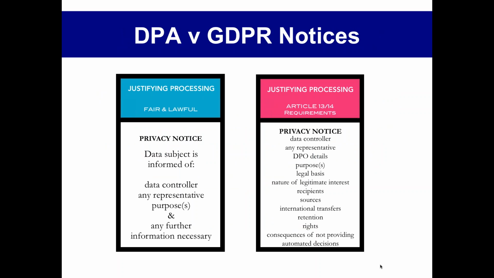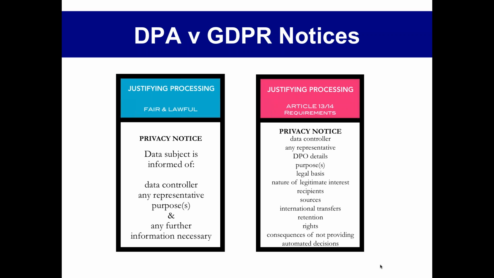So really just to illustrate this, on the left you can see what you're required to provide at the moment under the Data Protection Act. So again, detail the identity of the data controller, identity of any representative, what you're going to use the data for, and any further information that you believe is necessary. With the current Data Protection Act, it's not spelling out in detail what you have to provide people. It's allowing data controllers a certain amount of discretion about what information they provide to data subjects.